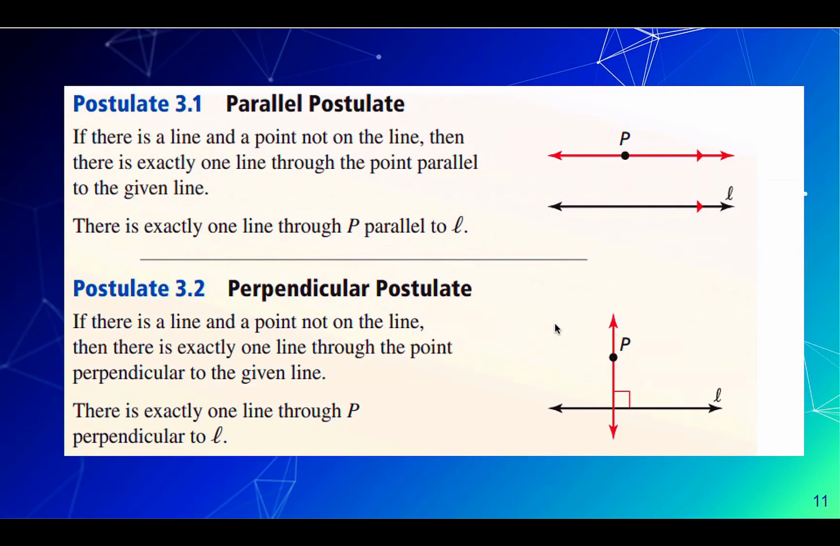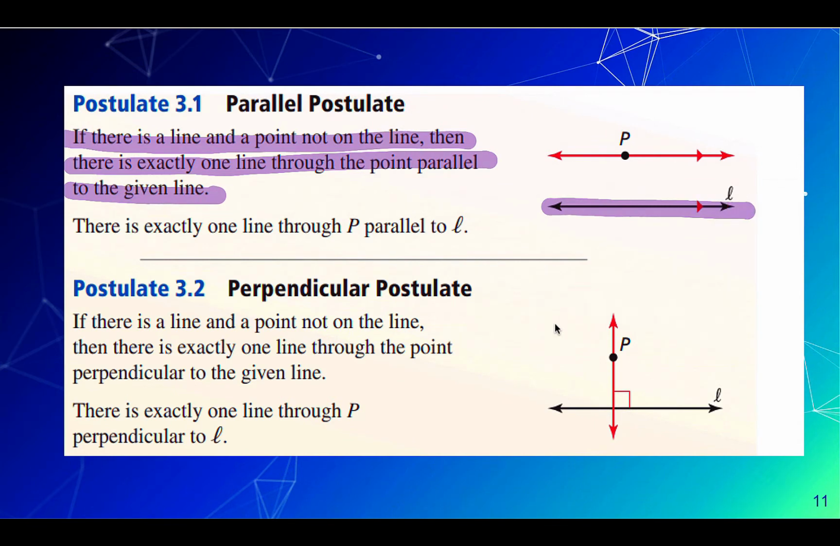So from that, we have two postulates, the parallel postulate and the perpendicular postulate. The parallel postulate states exactly what we said before. If there is a line and a point not on the line, then there is exactly one line through the point parallel to the given line. So if I have L and I say, here's point P, draw a line through P parallel to L, you can only draw that red line. There's no other way to make it work.